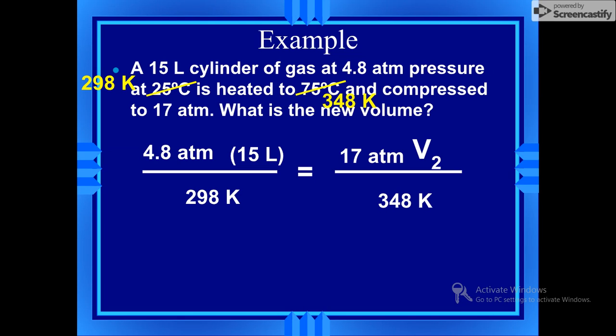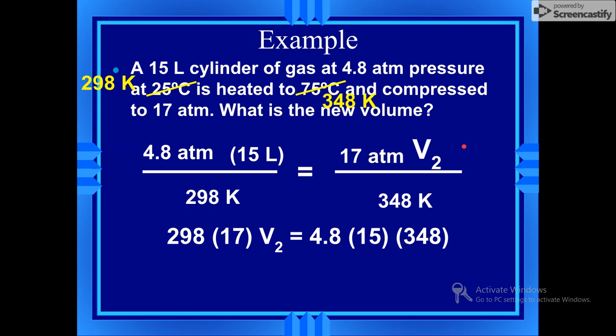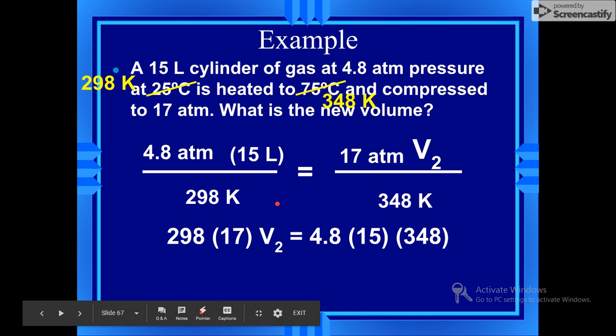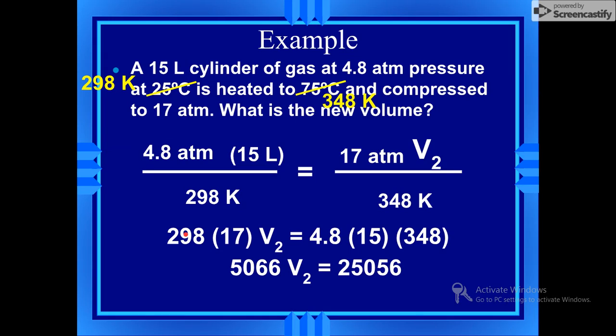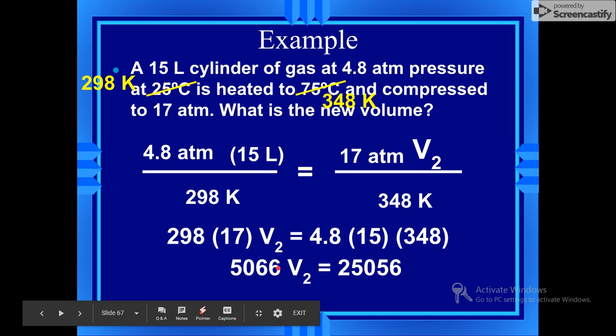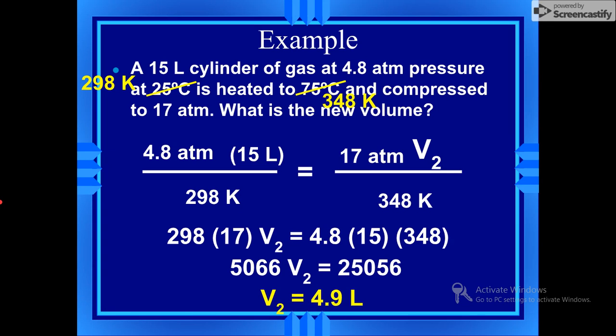348. Doing simple algebra, we're just rearranging this equation to solve for V2. Once we do that, this is how your equation could look. If you do it differently, that's fine too. I'm not going to go through it, but here's our V2. We're just going to isolate our V2, so we're going to divide both sides by 5,066. Anyway, our V2 is 4.9 liters.